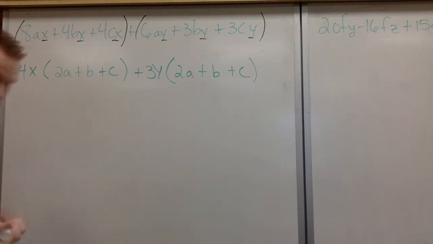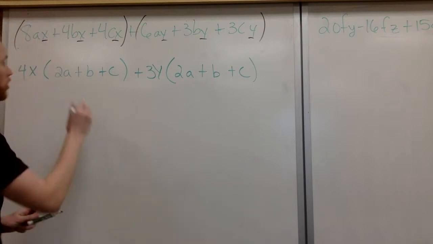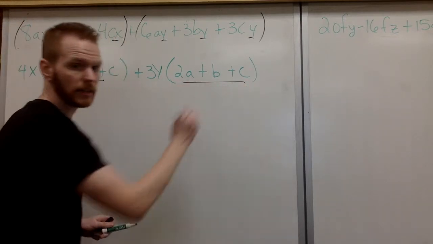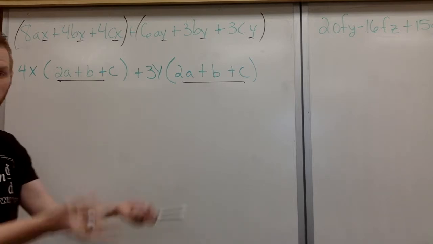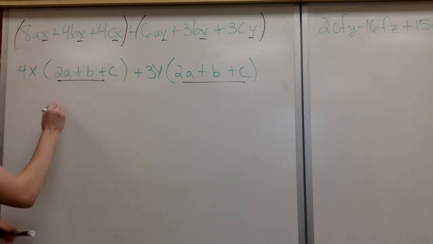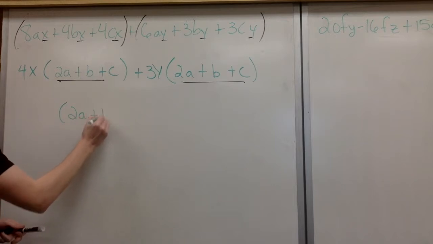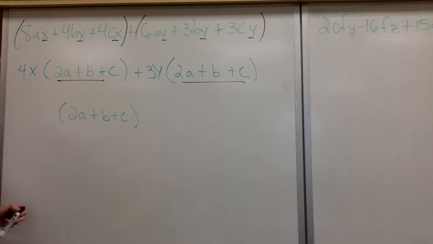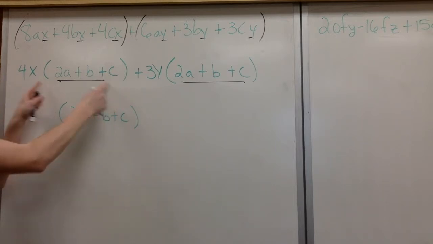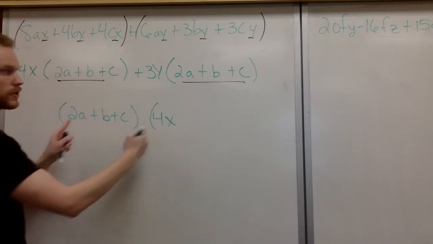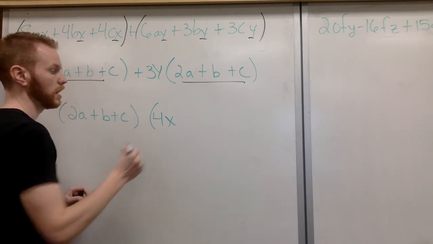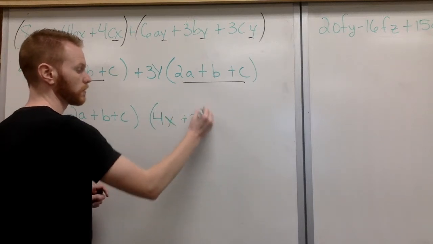Now, what's very important for you to notice is I have the same term here and here. Okay? They're identical. So what I could do is I could factor out that trinomial. Okay? So let me factor that out. Now notice, when I factor this from here, I'm left with the 4x. And when I factor this out of this second term, I have a 3y, positive 3y.